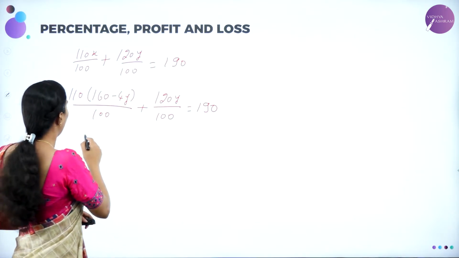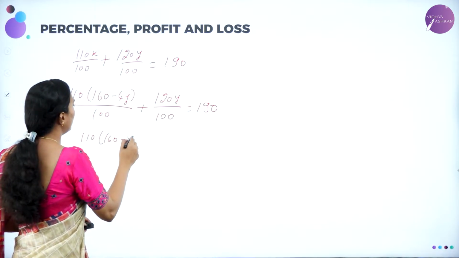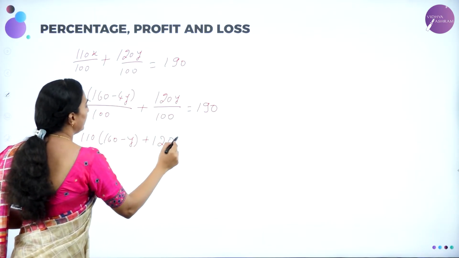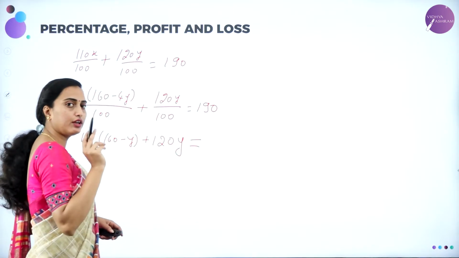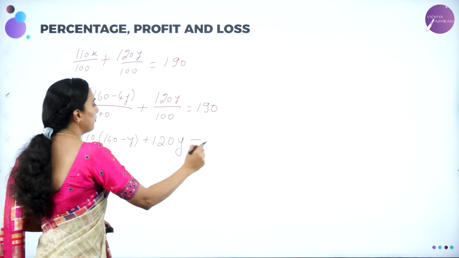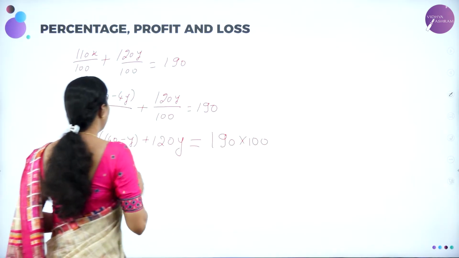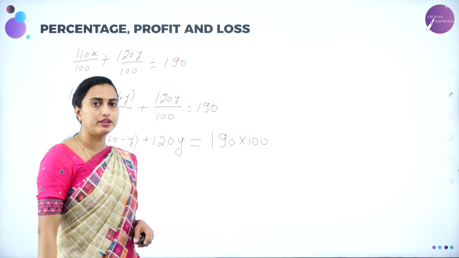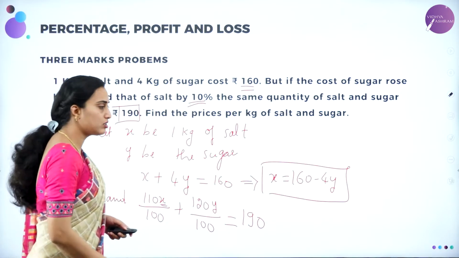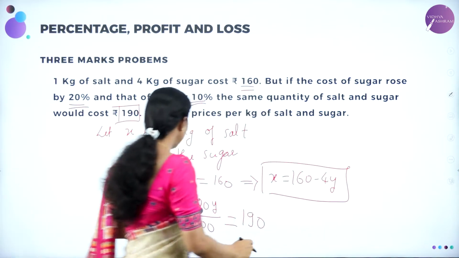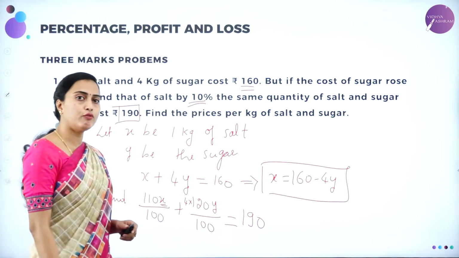So therefore 110 into (160 minus 4y) plus 120y is equal to, if I take the LCM denominator 100, I am going to multiply here 190 into 100. So let me multiply and see the answer. See here in the equation, 4 times of y, isn't it? So therefore what I need to take? Here I can take 4 times of this one. I forgot to write this one: 4 times of 120 into y.